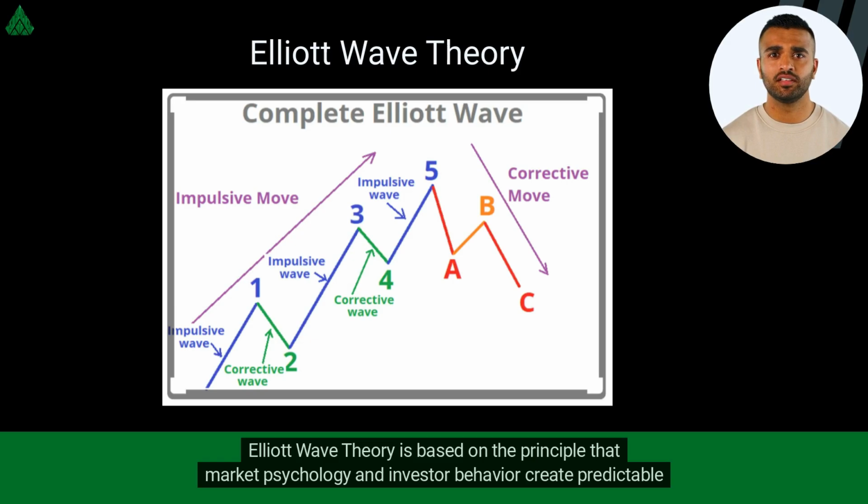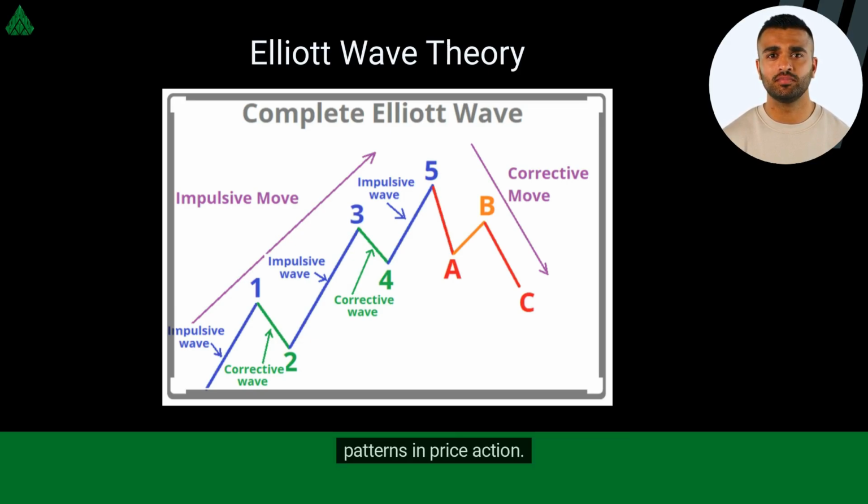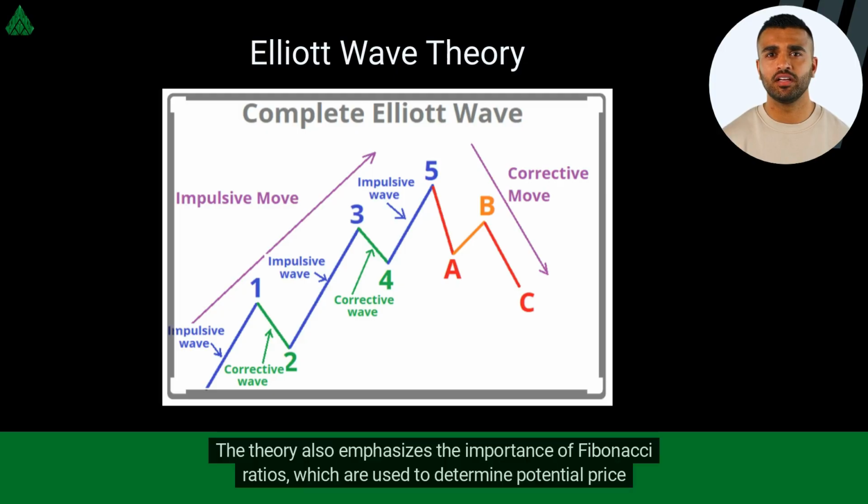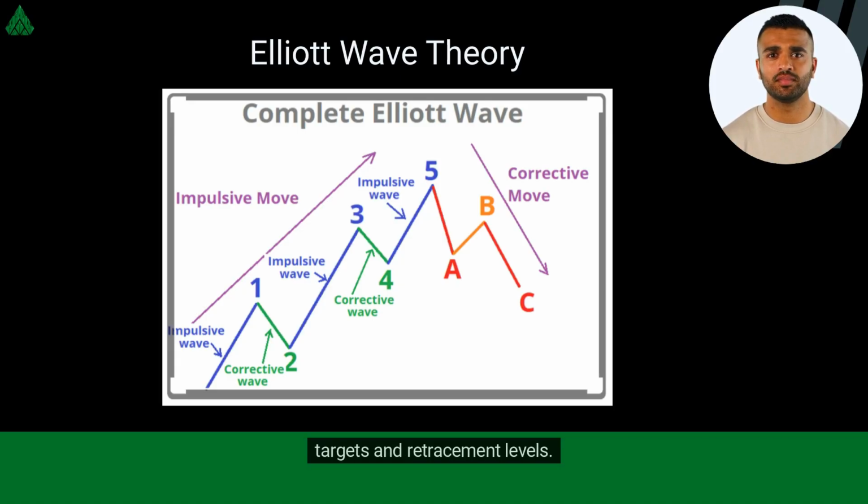Elliott wave theory is based on the principle that market psychology and investor behavior create predictable patterns in price action. By identifying these wave patterns, traders can anticipate potential market reversals and trends. The theory also emphasizes the importance of Fibonacci ratios, which are used to determine potential price targets and retracement levels.